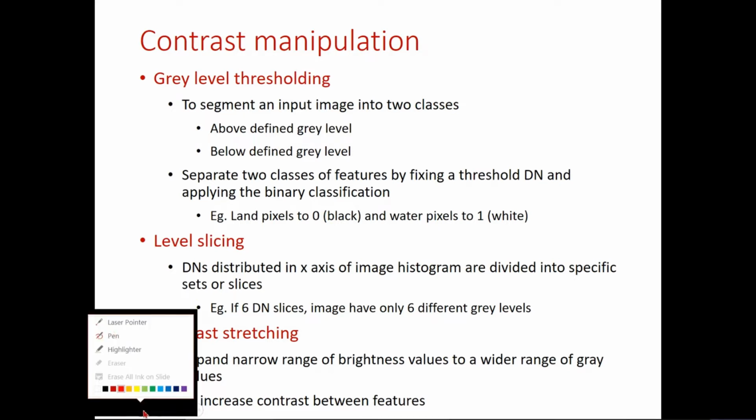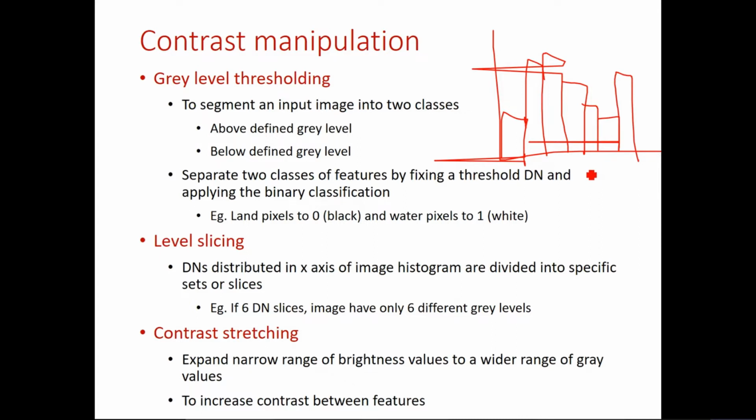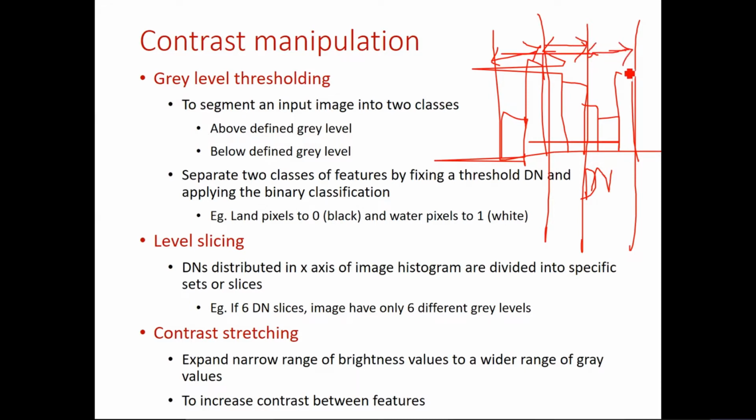So suppose it looks something like this. Suppose you have a graph and you have an image histogram. So these represent the DN values. Okay, so what you do in level slicing is you slice these into different classes of DNs. So this DN to this DN is one particular feature. This DN to this DN is another feature. So this method is called level slicing. So it's basically a more complex version of gray level thresholding.